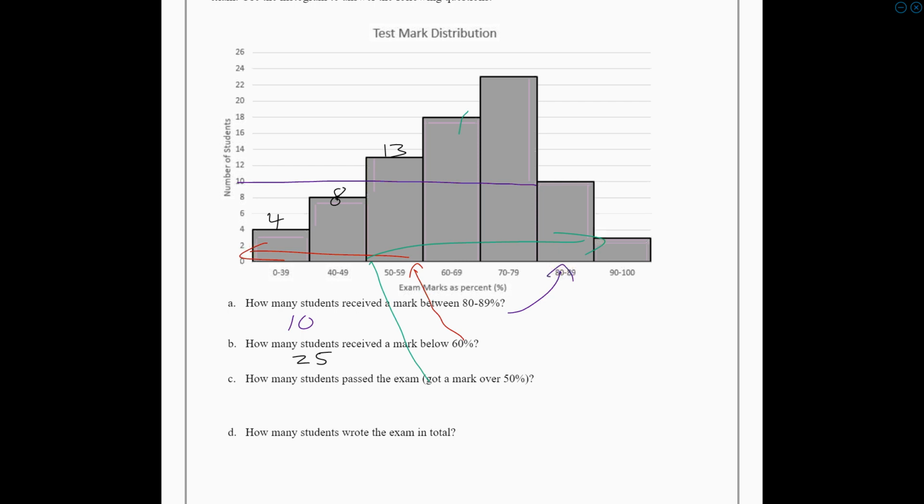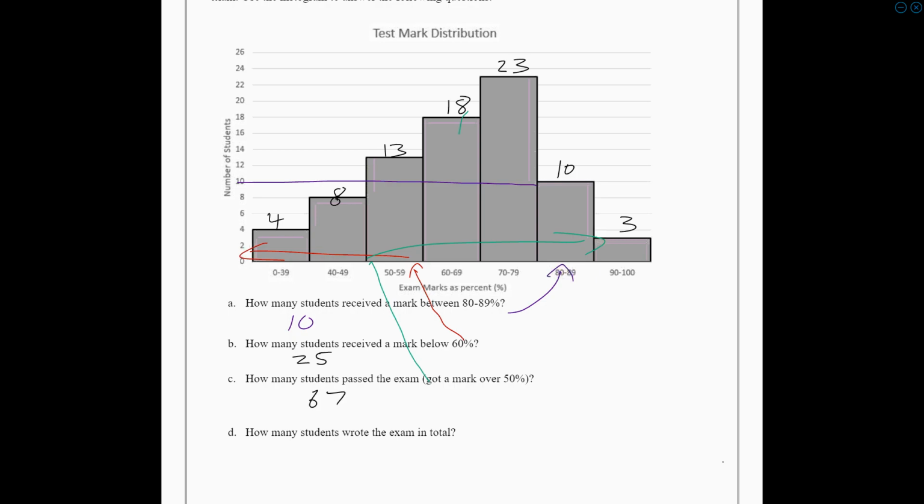Okay, then how about this? How many passed the exam? Well, that's everything 50 and above. So that's 13 plus 18 plus 23 plus 10 plus 3. That's 67. Okay.